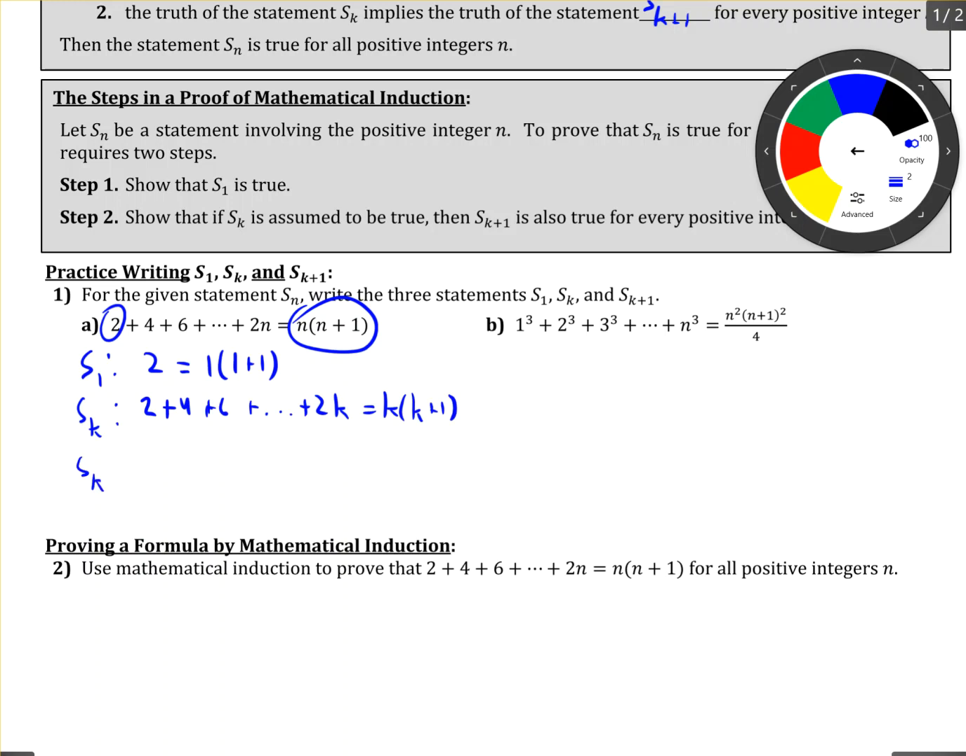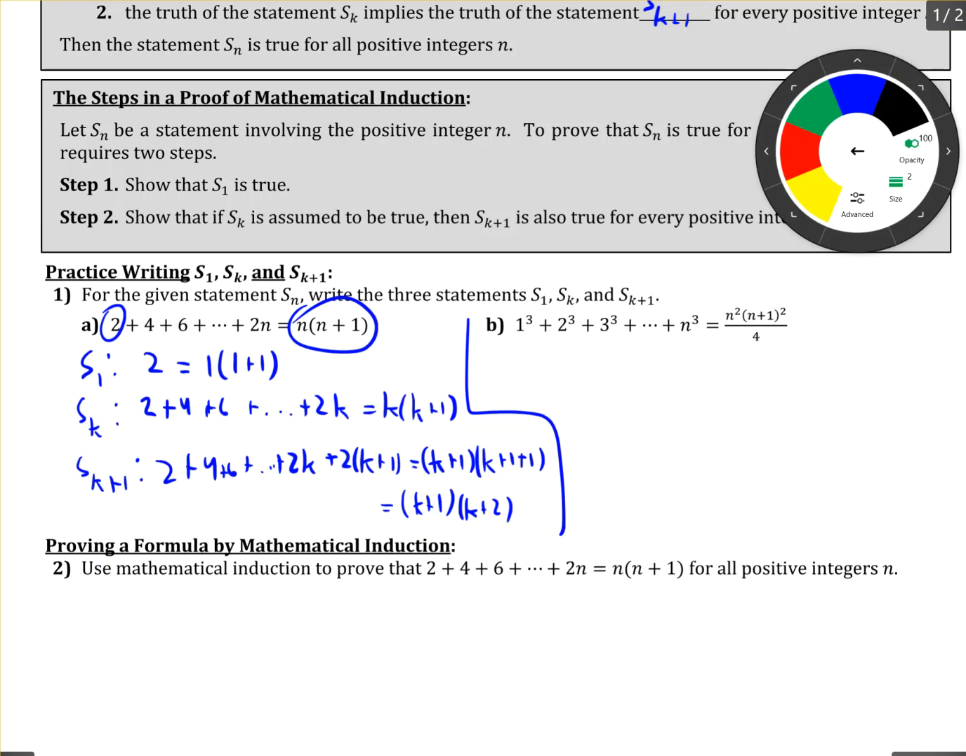And then S_(k+1) is the same thing, except we're going to go one step further. So it's 2 plus 4 plus 6 plus dot dot dot plus 2k, and then we go one step further to the (k+1)st term of that sequence. And that's going to equal, now replace k by k plus 1, so (k+1) times (k+1 plus 1). Again, you'll simplify that to k plus 2 in the future. Well, in fact, we can just do that right here. And those are the statements.